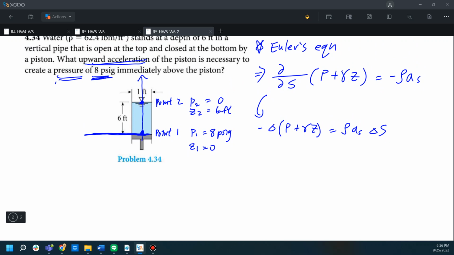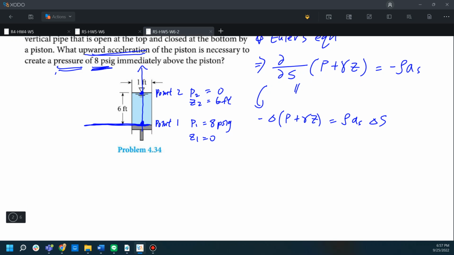And you might wonder why we have this delta s here. Remember that delta (P plus gamma Z) divided by delta s, when delta is really small, is equal to this partial derivative. And we just move this denominator to the right hand side of this equation. That's why we have this delta s here.